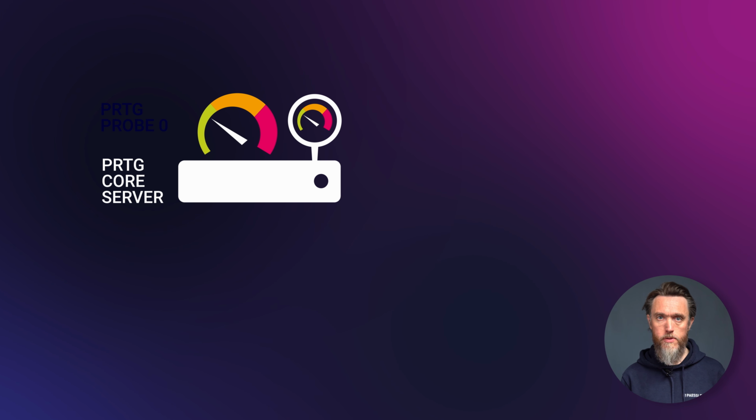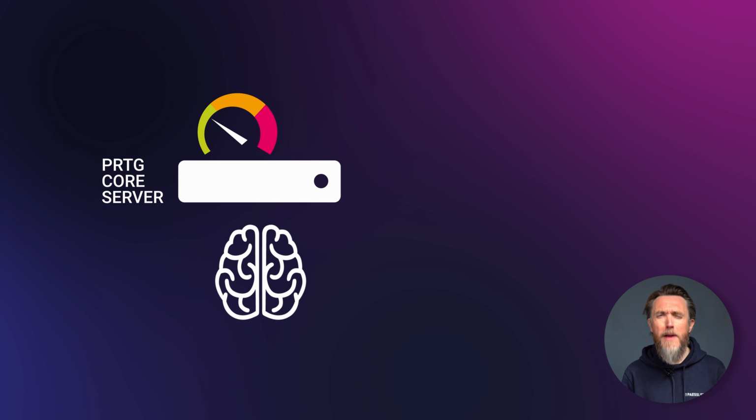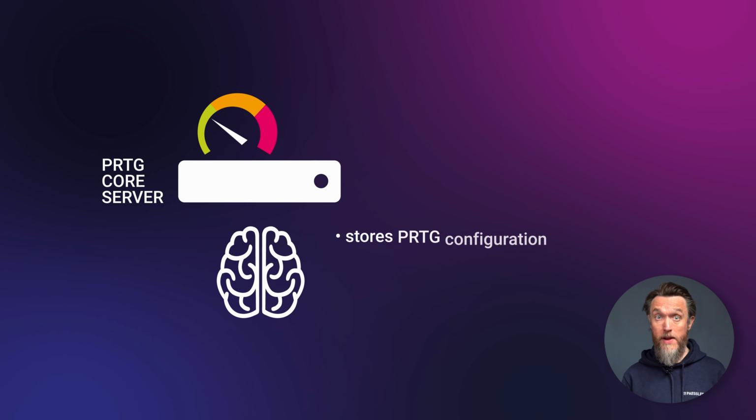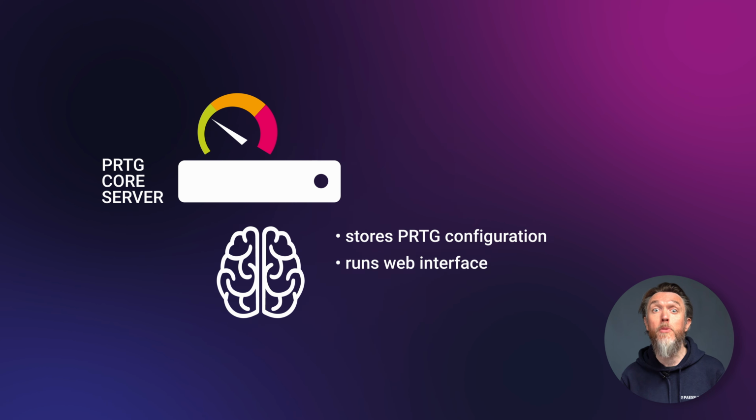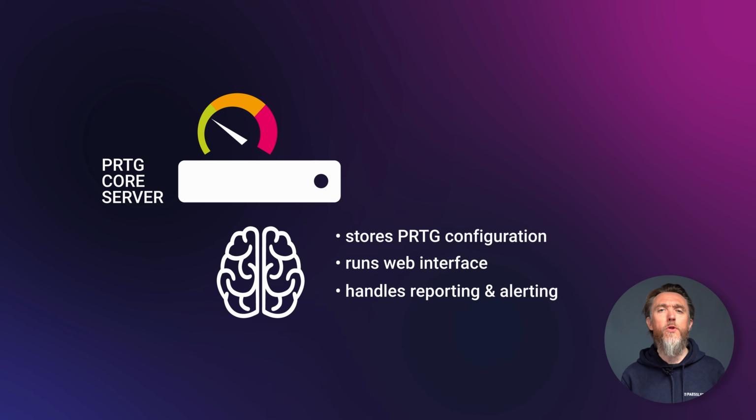Every PRTG installation has two basic elements, the core server and the local probe. The core server is the brain of the monitoring setup, and this is where all the monitoring data ends up for analysis. It stores the configuration of your PRTG instance, it runs the web interface for managing your monitoring, and handles all the reporting and alerting that you configure.